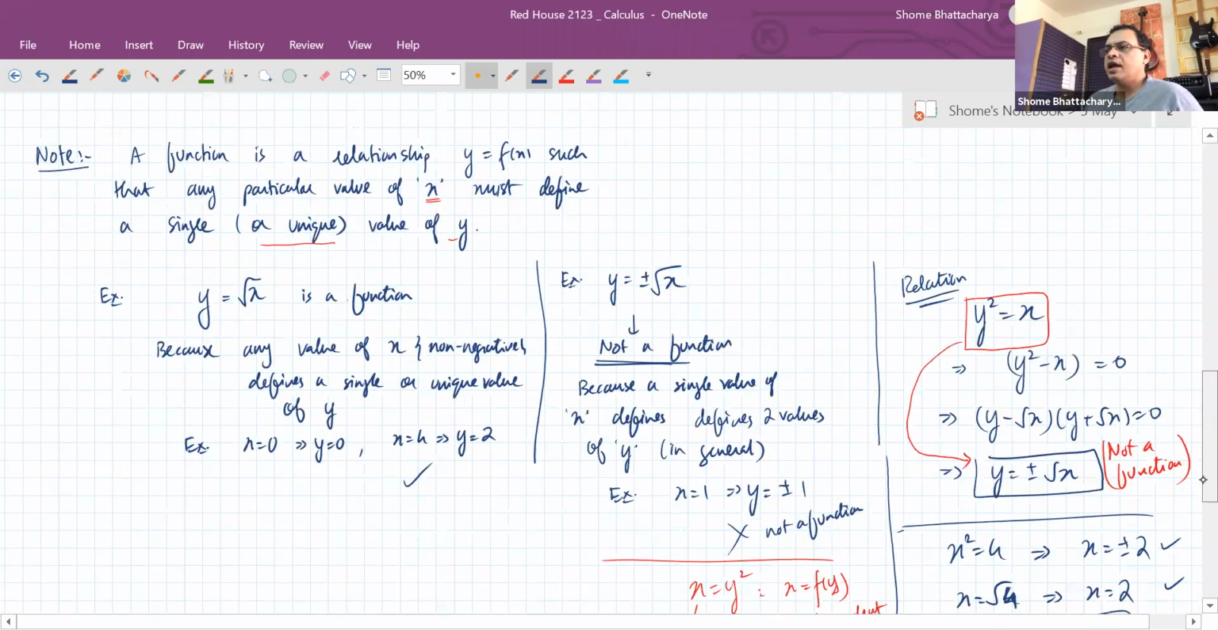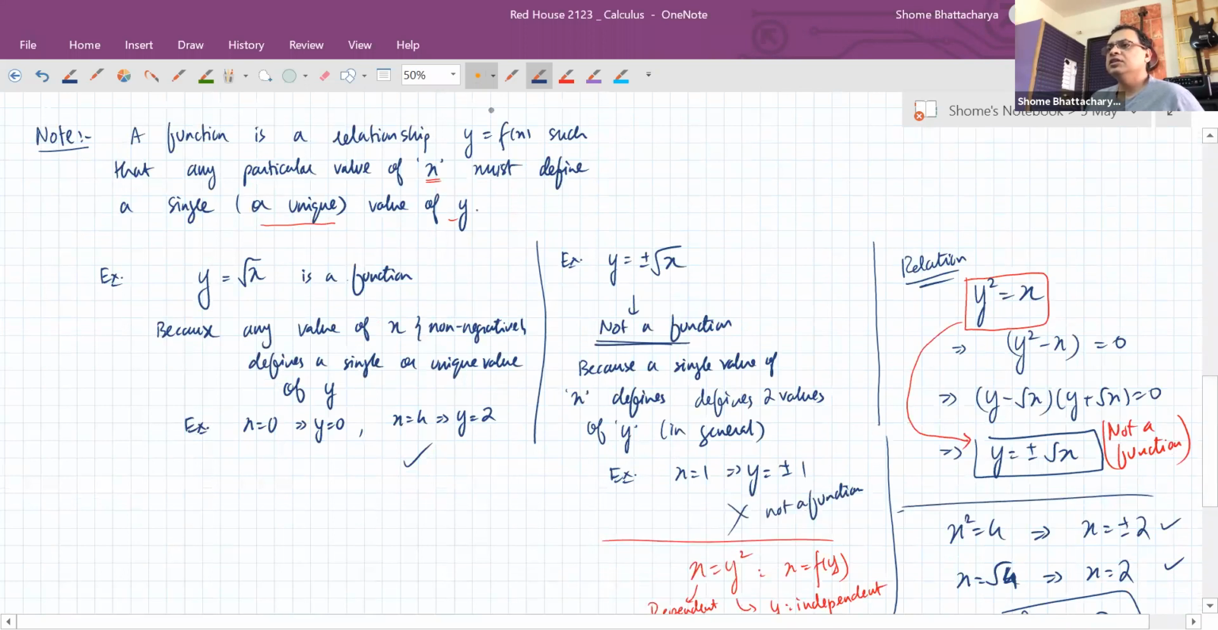So having understood what a function is, this is just one key property of a function that we have to remember: a function is a relationship such that any particular value of x must define a single or unique value of y. So in the examples I've given you, this qualifies as a function, but this does not qualify as a function because it's giving me more than one value of y for a particular value of x.